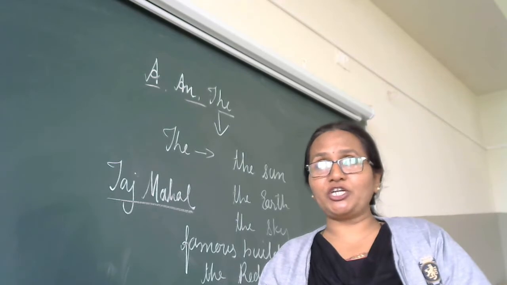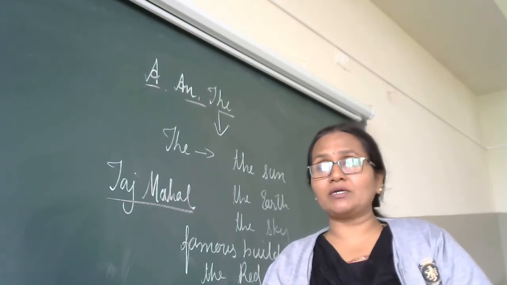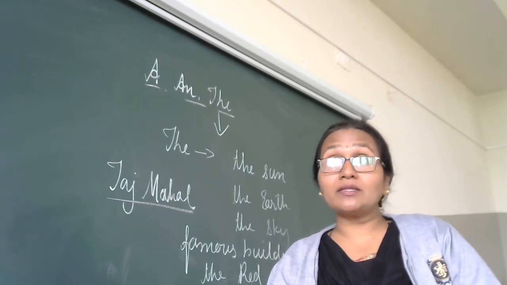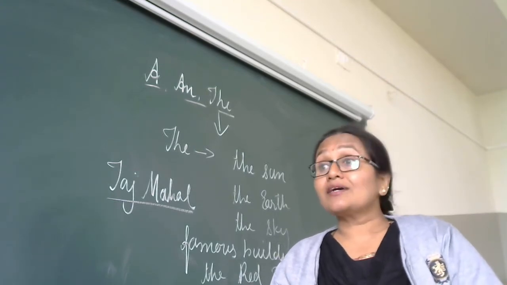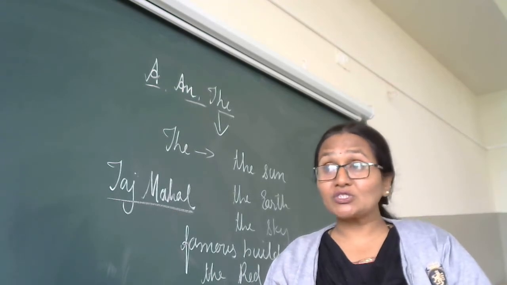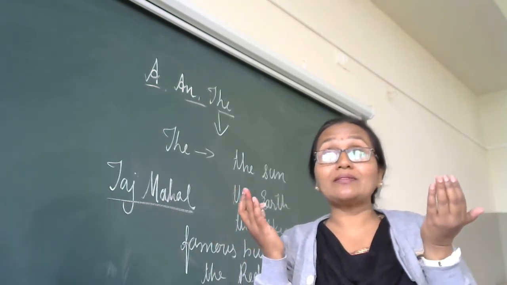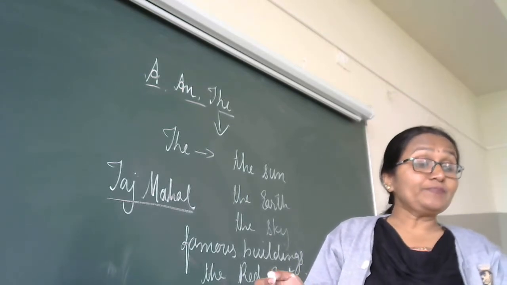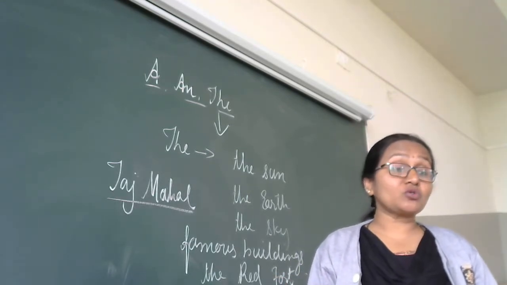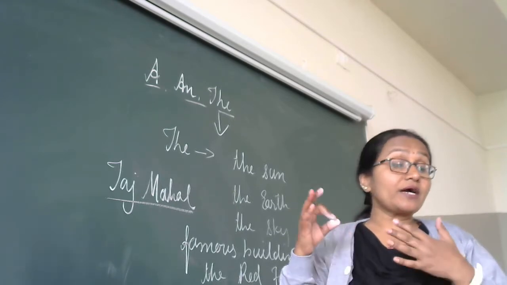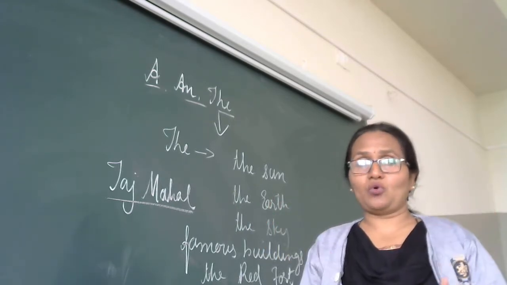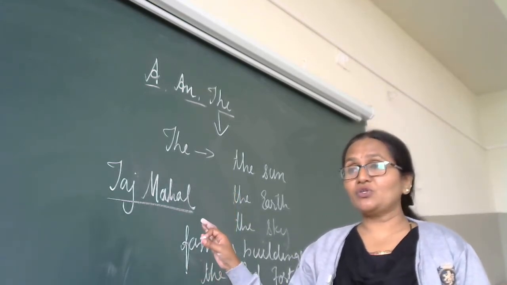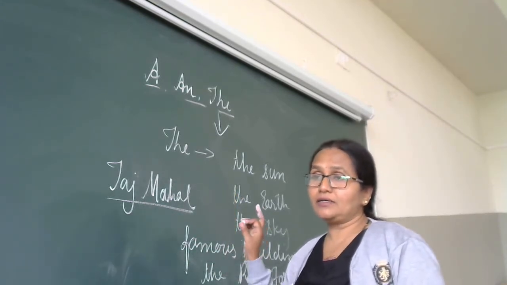Hindus worship the Gita. The holy book is the Gita. Then Muslims, the Quran. Then Christians, the Bible. It's just one kind, one book, one thing. So we use the before the names of holy books also, like the Gita, the Bible, and the Quran. Okay, I hope you understood when we use a and the.